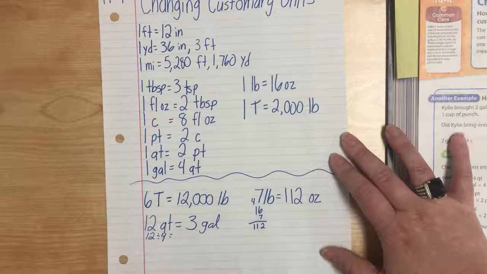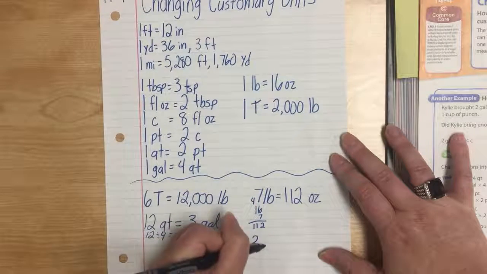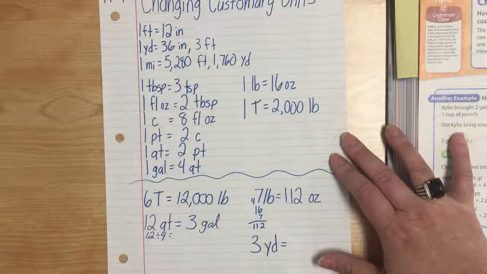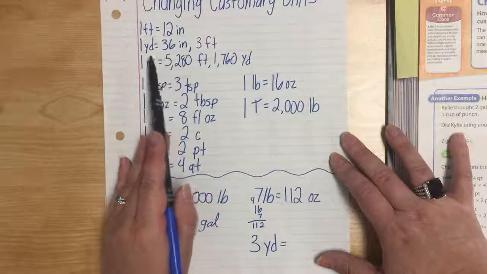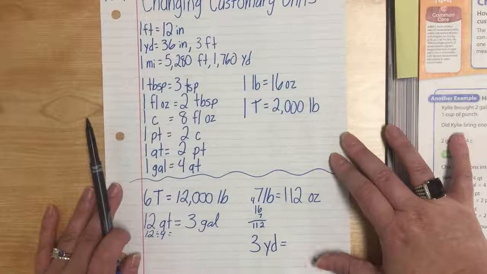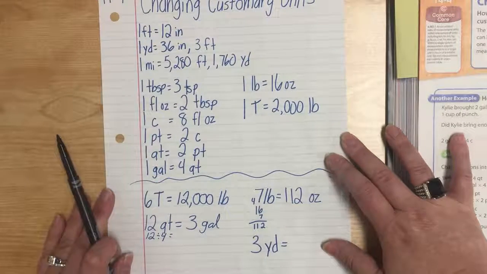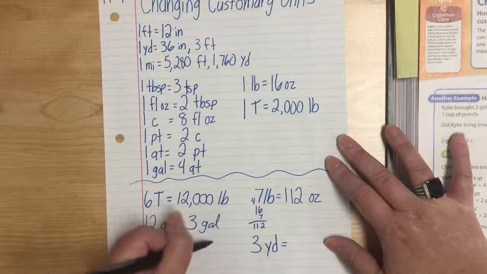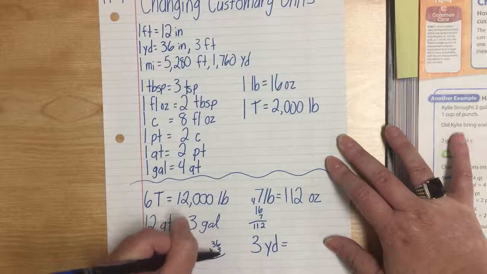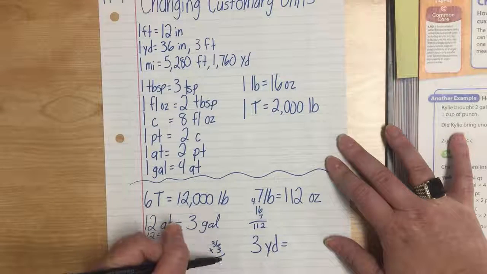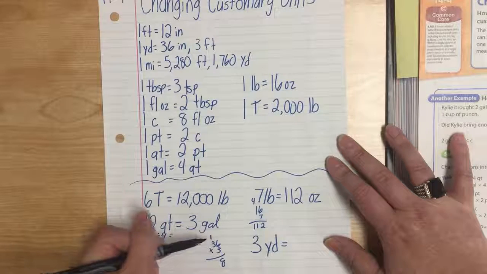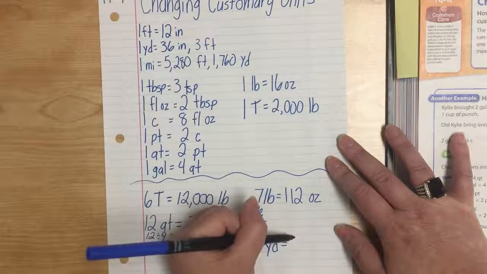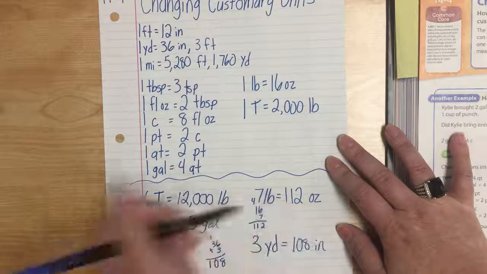Okay, what about 3 yards? And I want that in inches. So 1 yard is 36 inches. So 3 yards would be, what am I going to do? I'm going to multiply. I'm going to do 3 times 36. 6 times 3 is 18, 3 times 3 is 9, 90, plus 18 is 108. So 3 yards is 108 inches.